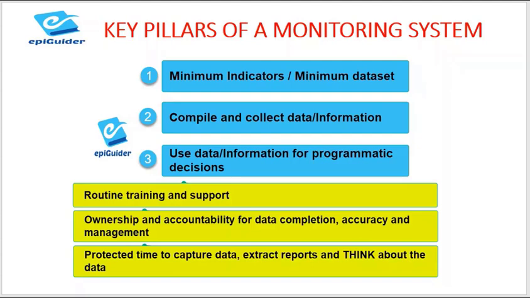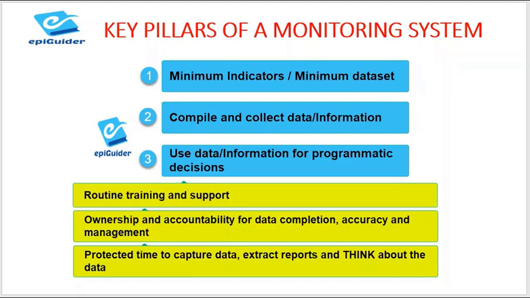The third pillar has to do with the use of data or information for programmatic decisions. You want to make sure that everyone is involved in using the data and interpreting the data. When I talk about everyone, I'm talking about the different departments that make up the project. Could be the supply team, the human resource team, the medical team, the logistics team, the financial team, and what have you. But it's important to remember that different people use data in different ways and for different purposes, and therefore you may need to have it in different formats.